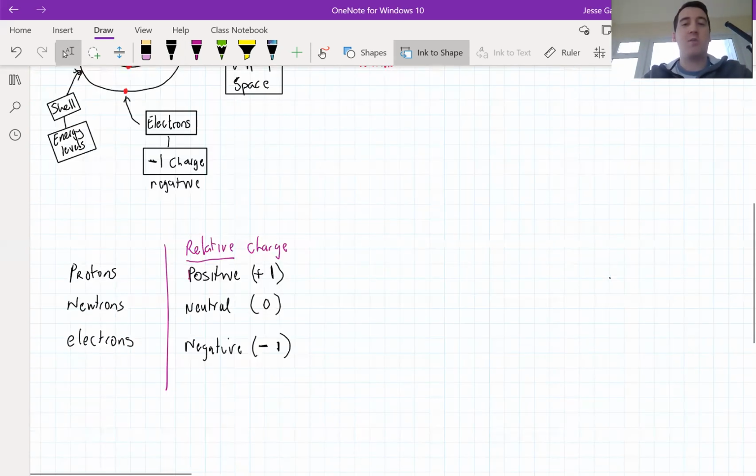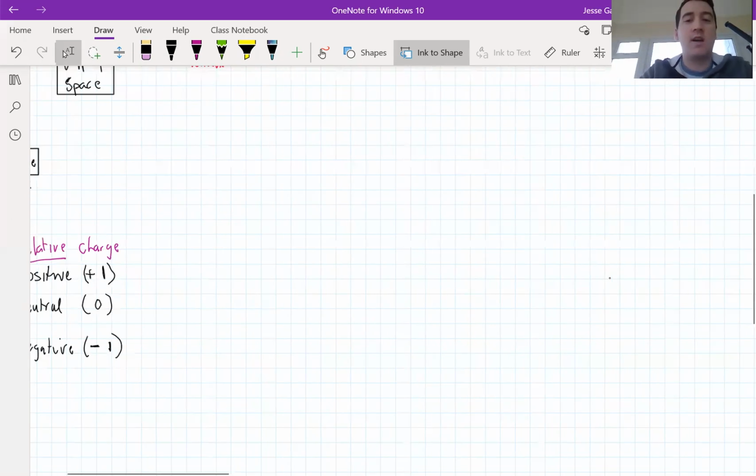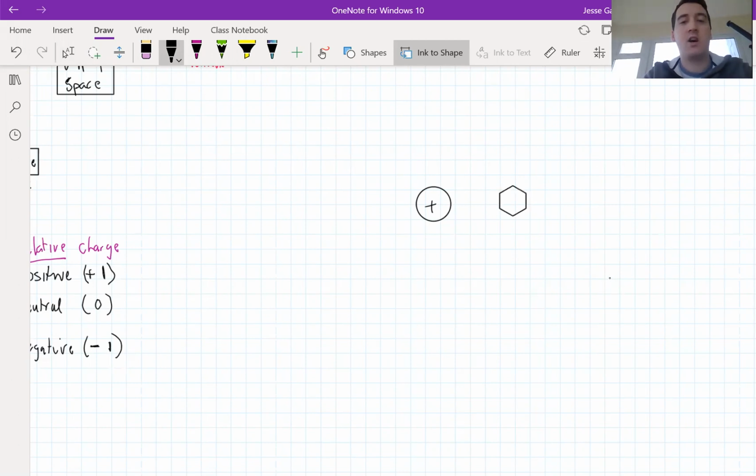Okay, why is charge important? Well, there's a couple of things that happen. There's a couple of what we call rules. And the rules is that when we take these little particles and we put them close together, if we put two oppositely charged atoms close together, like a positive particle and a negative particle, what's going to happen?